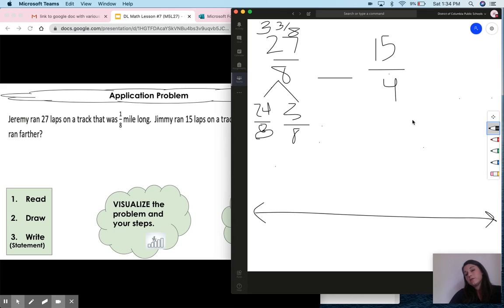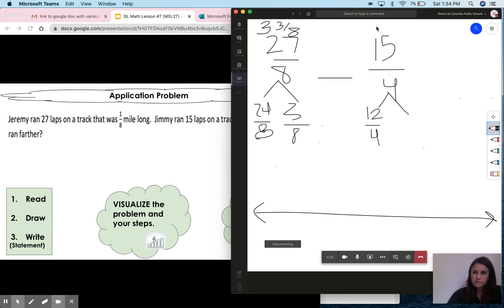Now over here, 15/4, let's do the same, number bond it out, counting by the holes. 4/4, 8/4, 12/4. Next would be 16/4. That's too many, so let's pull it back. 12/4, which is the same as how many holes? 1, 2, 3. 3 holes. And how many are left over?